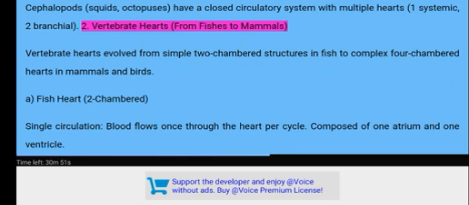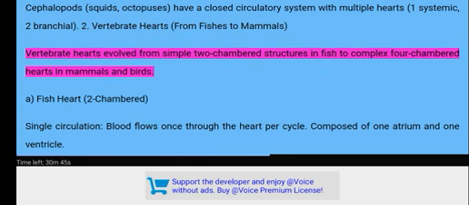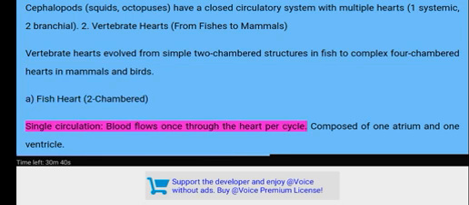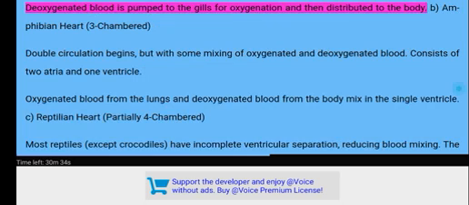2. Vertebrate hearts from fishes to mammals. Vertebrate hearts evolved from simple 2-chambered structures in fish to complex 4-chambered hearts in mammals and birds. A. Fish heart, 2-chambered. Single circulation: blood flows once through the heart per cycle, composed of 1 atrium and 1 ventricle. Deoxygenated blood is pumped to the gills for oxygenation and then distributed to the body.